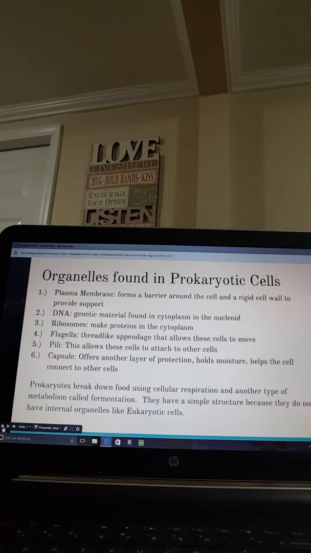Prokaryotes break down food using cellular respiration and another type of metabolism called fermentation. They have a simple structure because they do not have internal organelles like eukaryotic cells, so they're much more simplistic in structure than a eukaryotic cell.